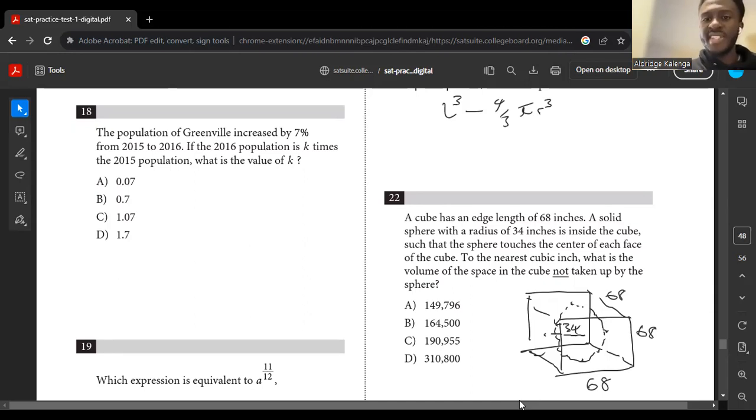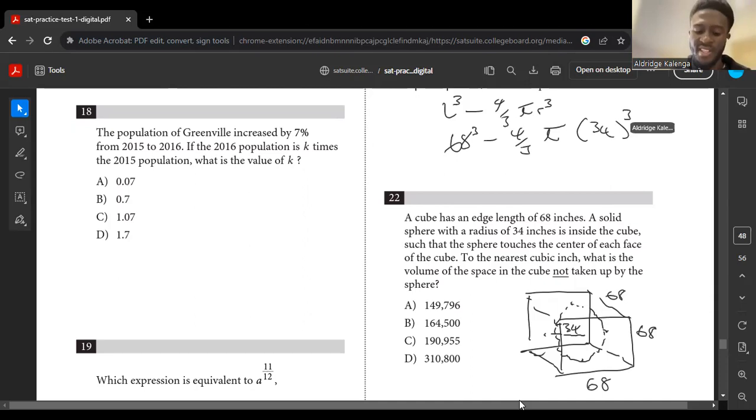Okay. So L cubed, but our L is 68. So 68 cubed minus 4/3 pi, and our radius for the sphere is 34, cubed, in inches. I'm just going to enter this into a calculator: 68 cubed minus 4/3 pi. Our radius is 34, and then we cube that as well. All right, so let's enter that into the calculator.